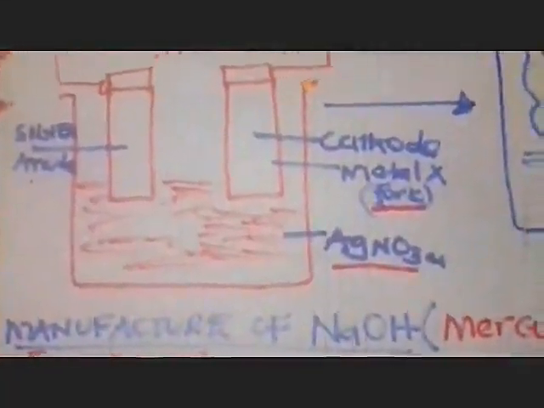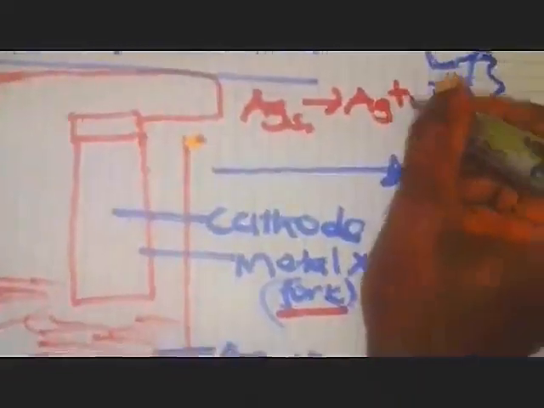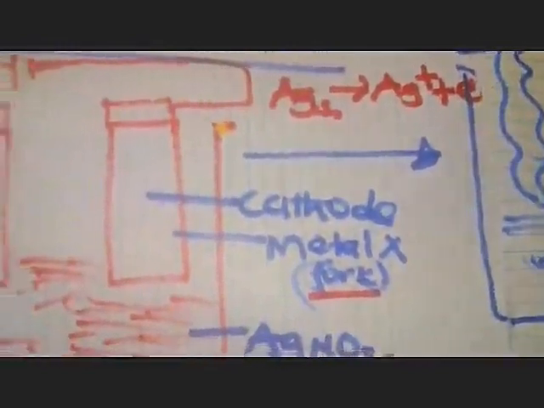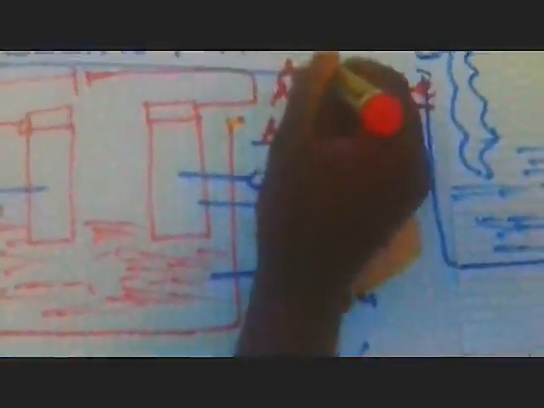But how? The idea is that our silver is going to become our anode. Don't forget, we have the anode and the other one, our cathode. So what is going to happen here? Our silver is going to dissolve to form silver ions plus electrons. Now we have the silver ions in the solution. This is the reaction at the anode.